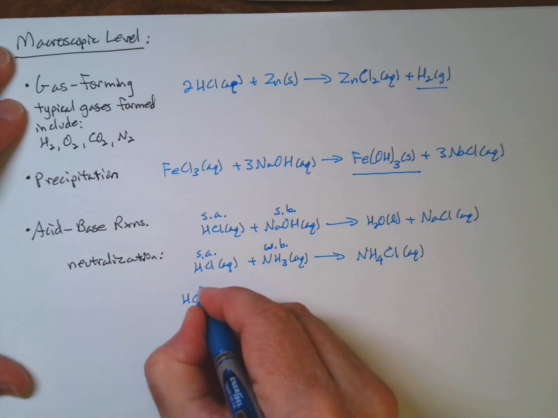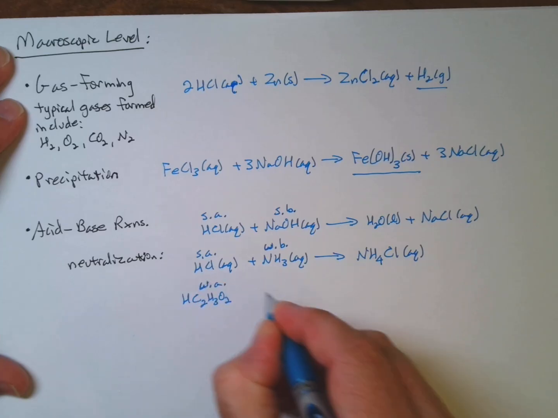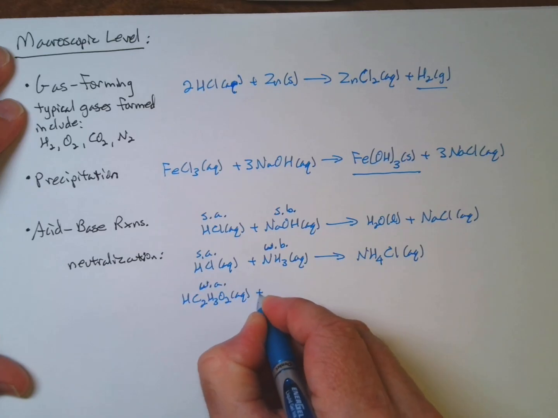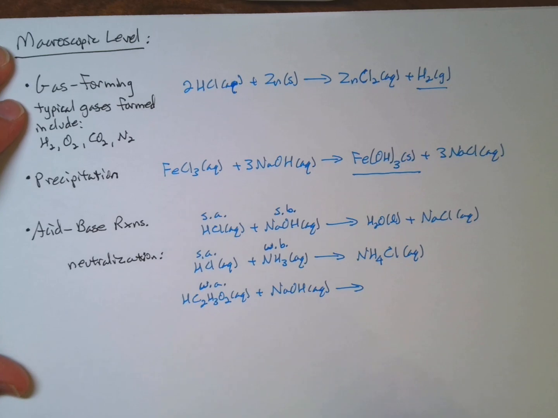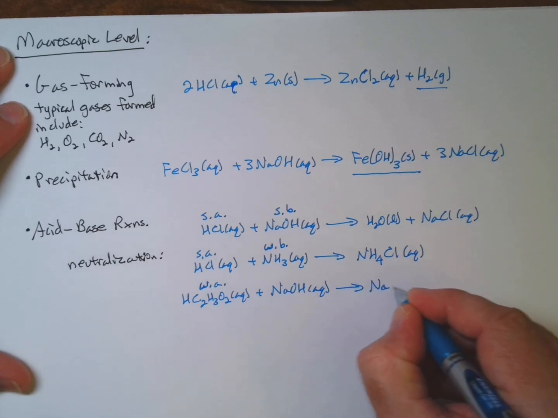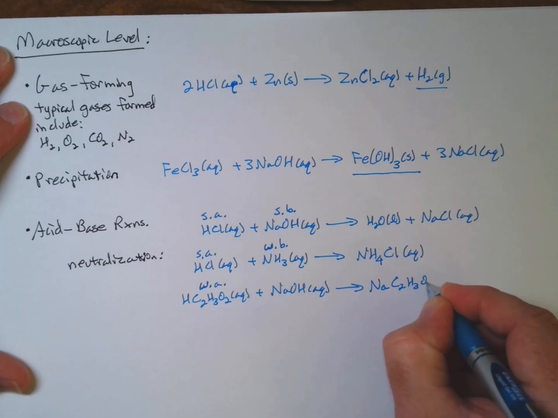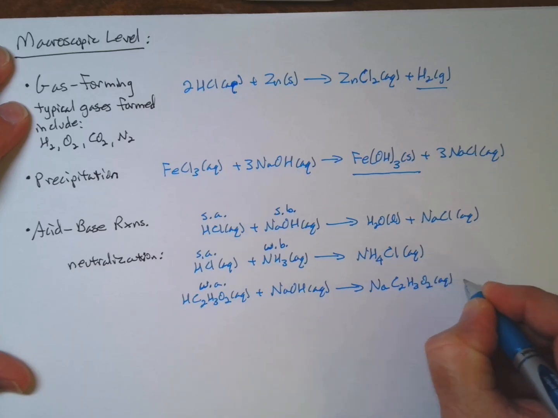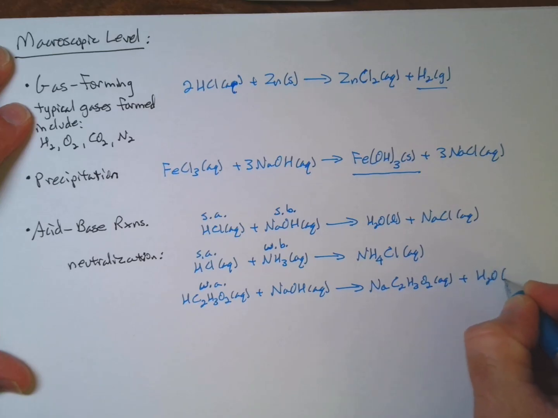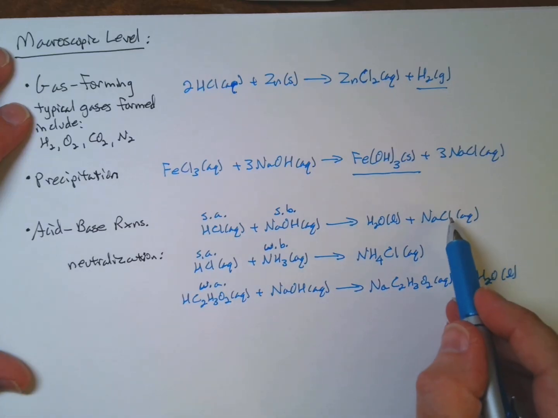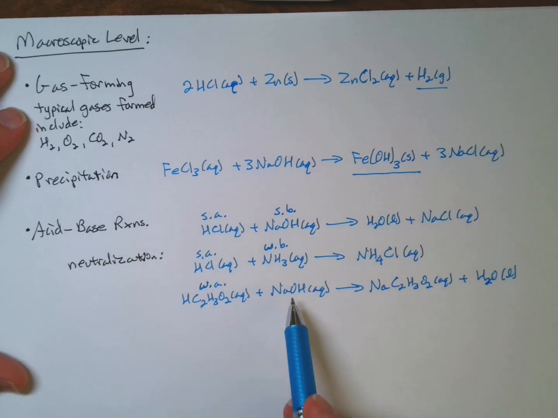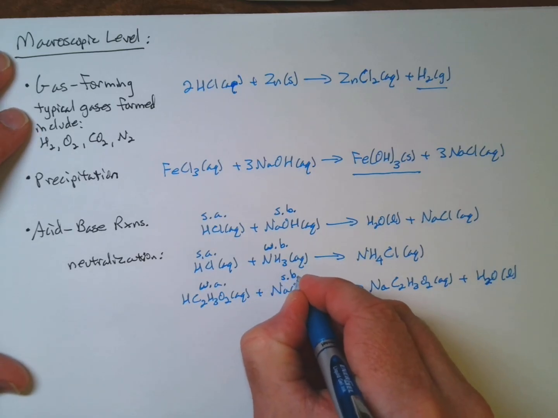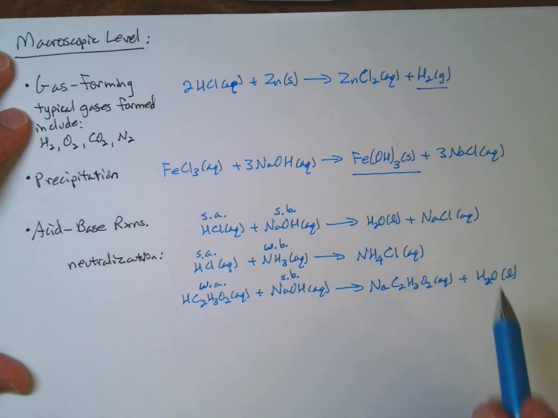something like acetic acid, which is a weak acid. That's aqueous, plus NaOH, aqueous, reacts to give us NaC2H3O2, aqueous, plus H2O, liquid. Notice that in an acid-base neutralization, you'll get some kind of salt all the time. And if you have a strong base, sodium hydroxide here is our strong base, you'll also end up getting water as well.